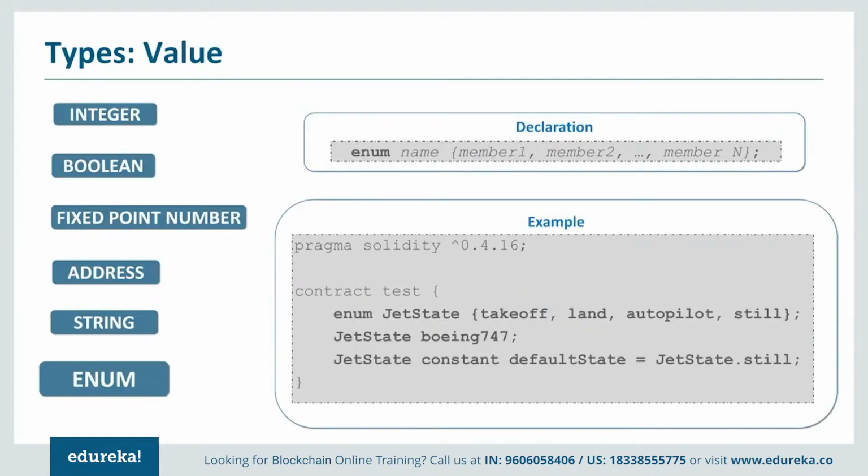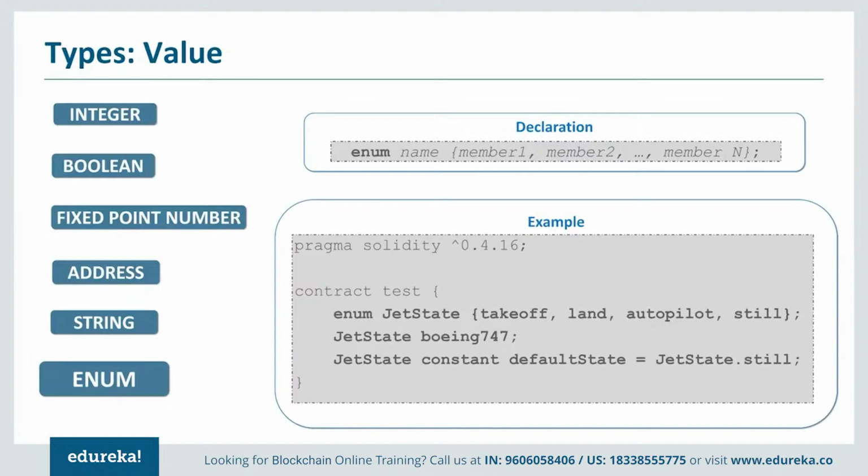Okay, so the last type of data types that we're going to discuss is enumerators. Enumerators are a neat way in Solidity to create custom data types. As you can see here in the example, we have created a custom data type called jet state. It has 4 members, that is takeoff, land, autopilot, and still. You can make your custom enumerator by the following declaration method. It starts with the enum keyword, with the name of the enumerator that you want to specify, and then the members. It is very important to note that every enumerator must have at least one member.